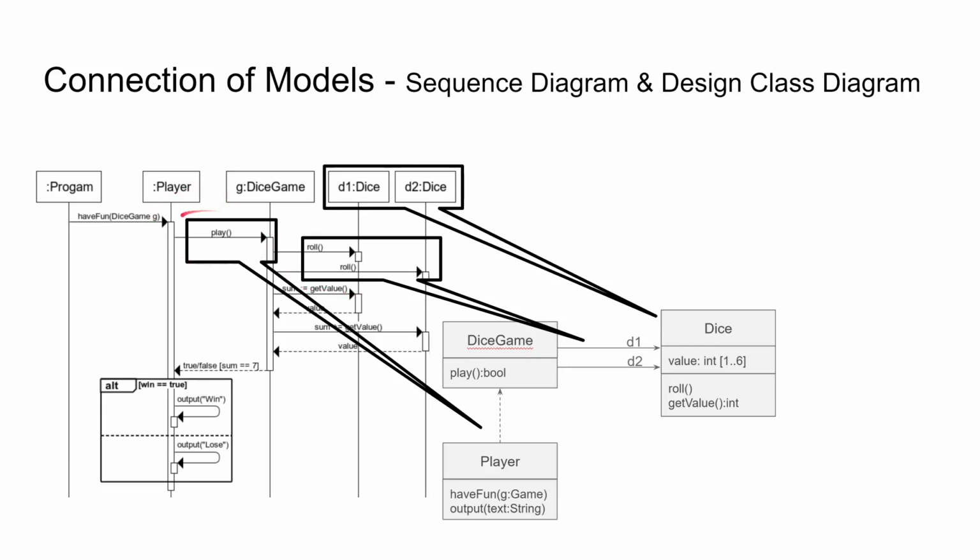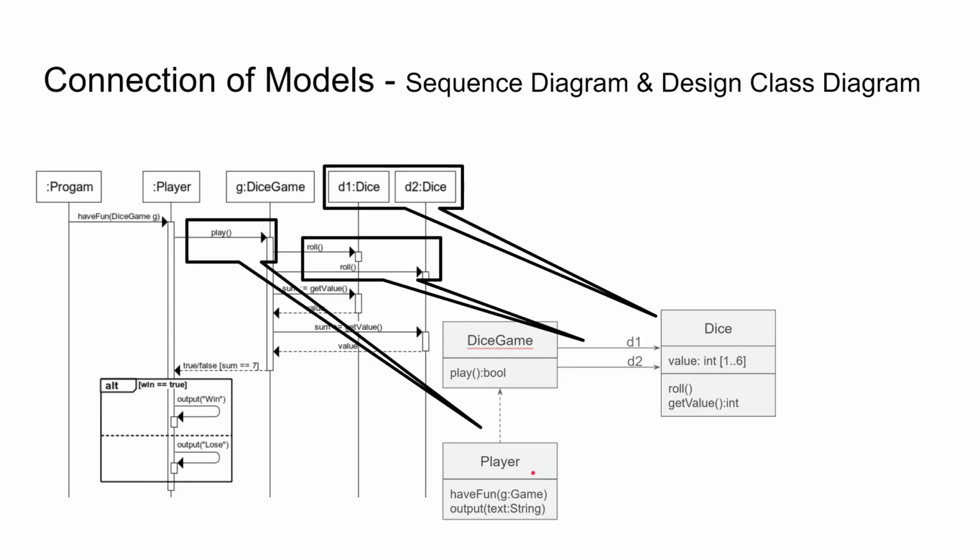However, we know that the player can send a message to the dice game object because we have this relationship between the player and the dice game. So this way you can know that if we have a message going from an object to another object of a different type, there must be a relationship between the classes in the class diagram.